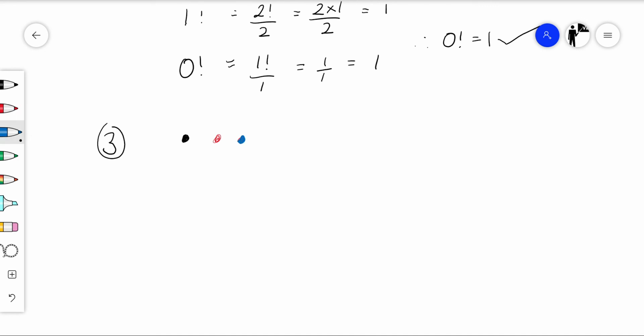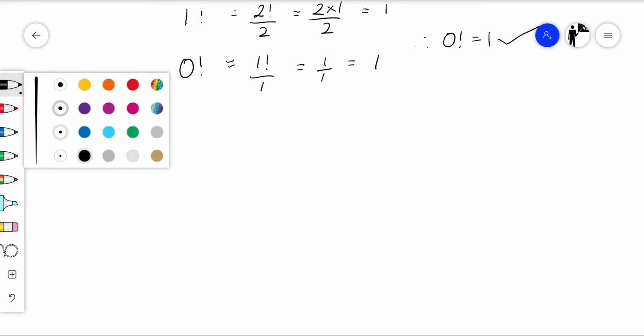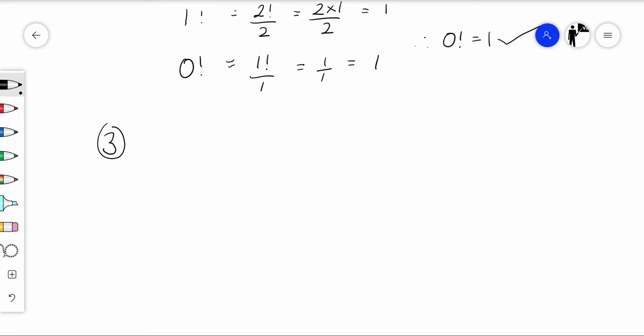If we wanted to arrange those 3 objects, we could have black, red, blue, black, blue, red. I'm actually going to do this with letters. This is going to take forever changing my colours here. Let's go with letters. There we go. Let's imagine we've got 3 letters. A, B, C. Well, how many ways can we organise that?